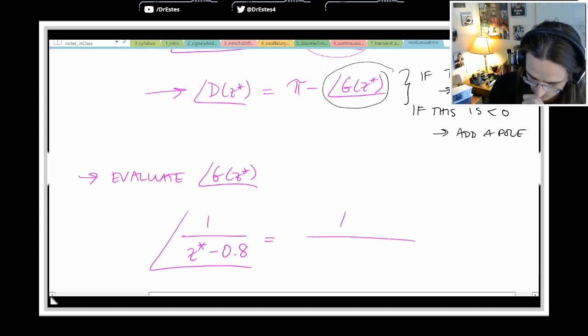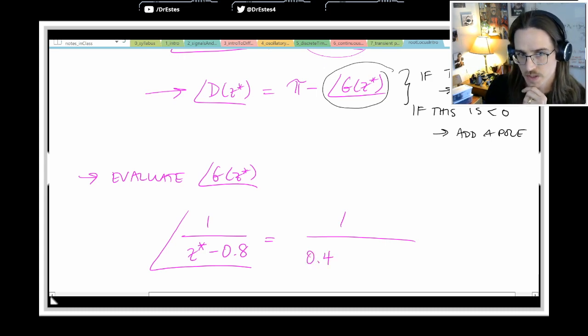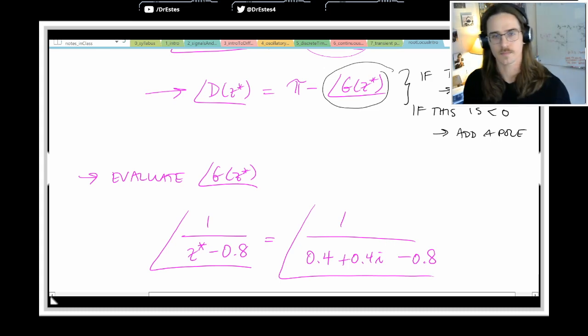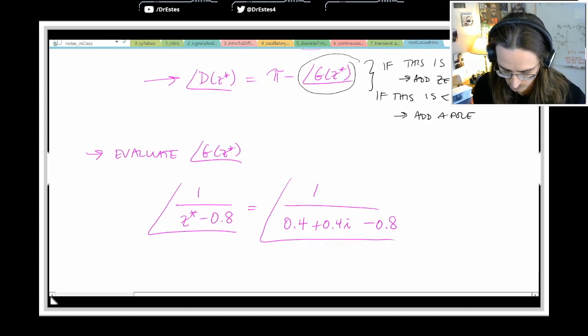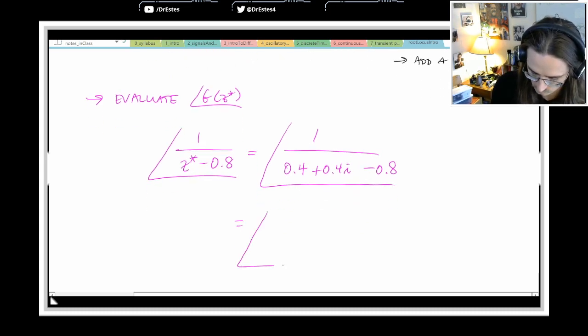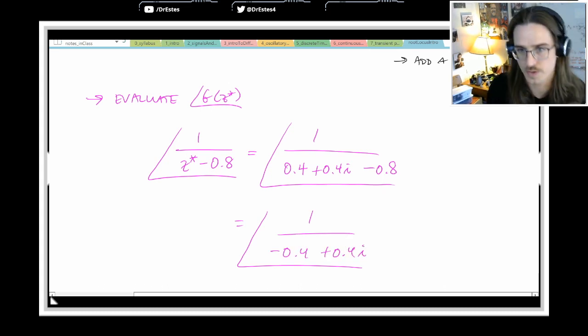Okay, so let's plug in z star. I'm just going to plug in the positive conjugate here. So 0.4 plus 0.4i, that's the positive conjugate of z star. And then we subtract 0.8, and we're going to take the angle of this. So let's just keep rolling with the math here. This is 1 over minus 0.4 plus 0.4i. Where does the 0.8 come from? It comes from the plant.